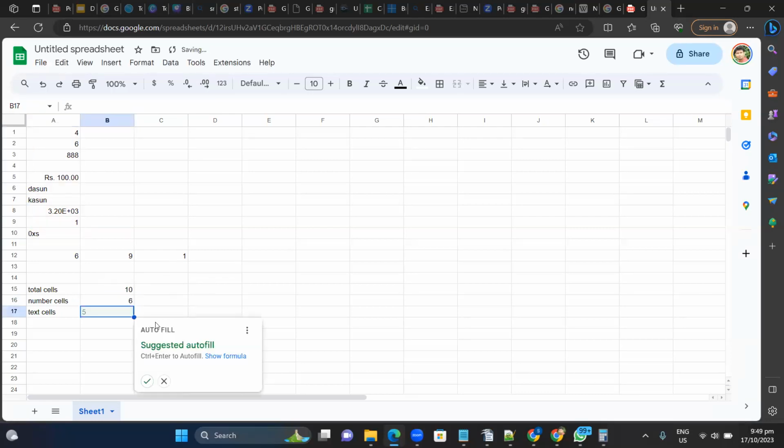How to find the text cells? Again, the stage is yours. Please use the chat. How to find the text cells? Text only cells. Please send your answers very quickly. How to find text only cells?